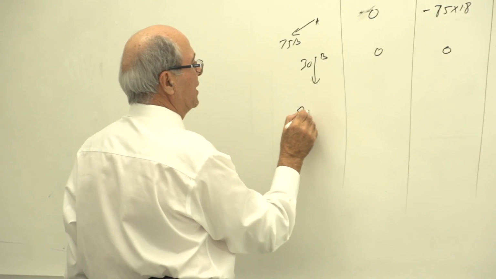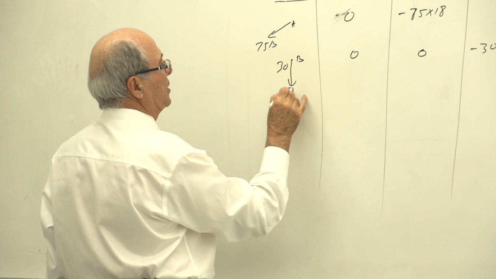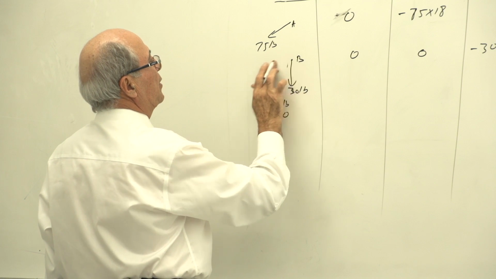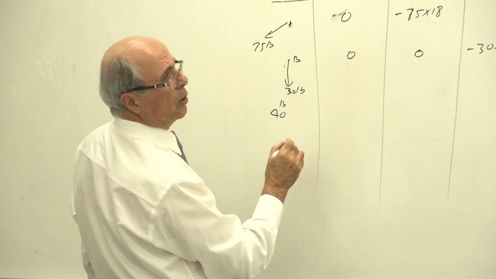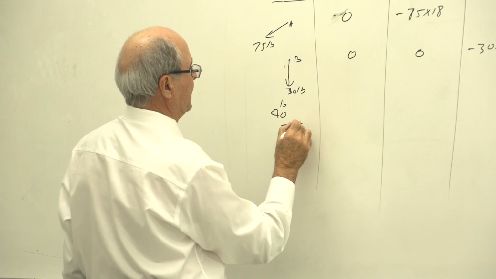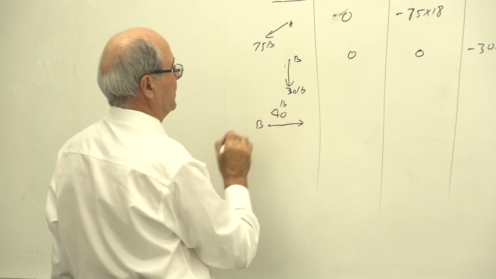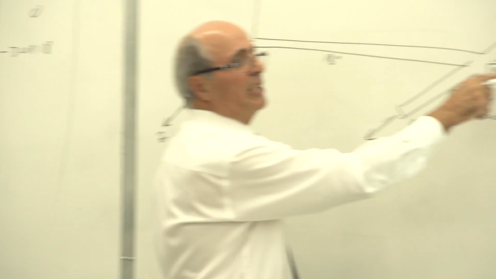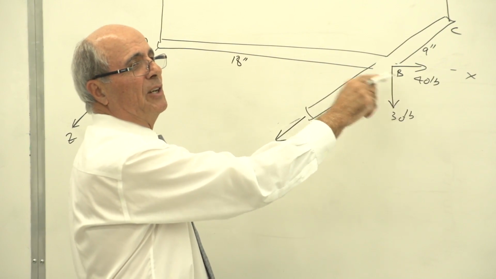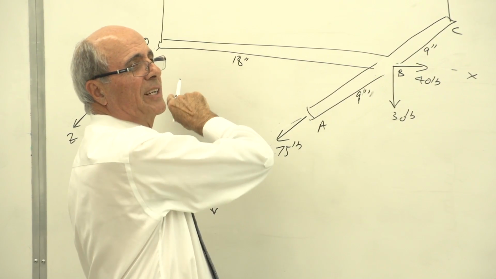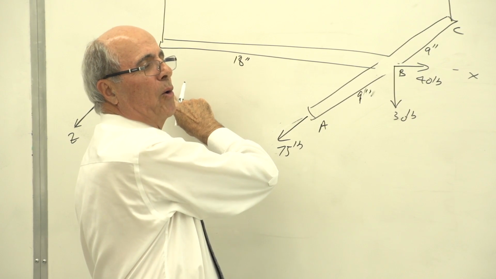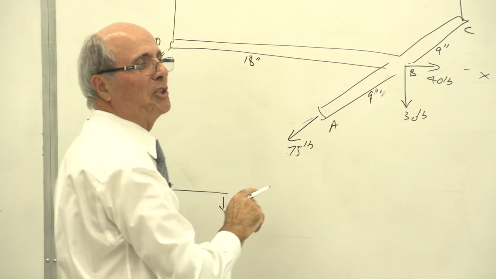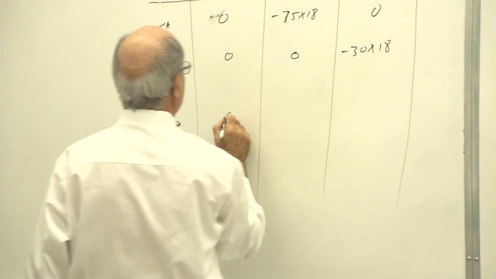This 40-pound force, this is 30-pound, I'm sorry, 40-pound force, which is at point B. Okay. This one is easier than all of that. Does this cause any rotation about the x-axis? No. Y-axis? No. Z-axis? No. Nope, nothing. Actually, this is 0, 0, 0. Look how simple this is.